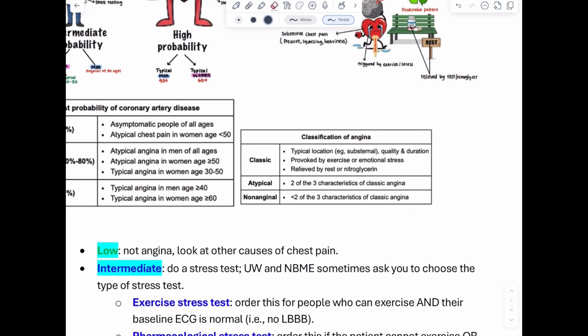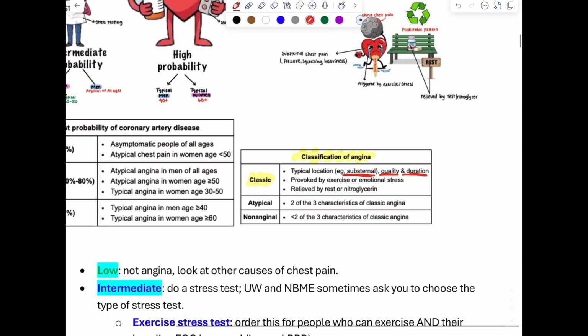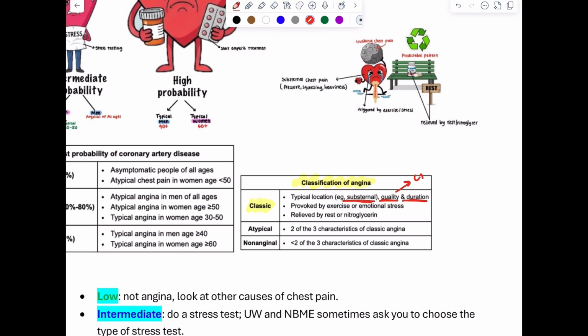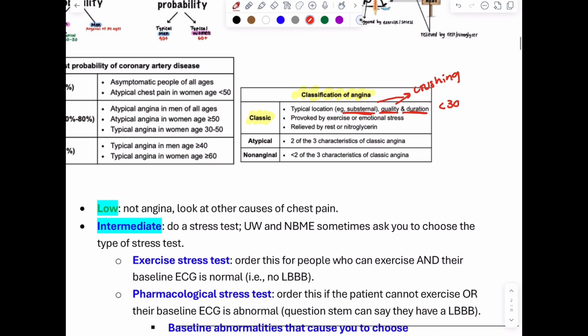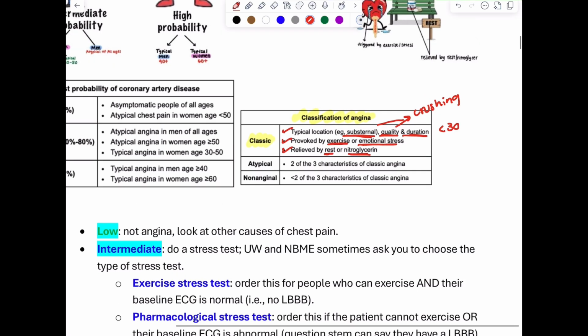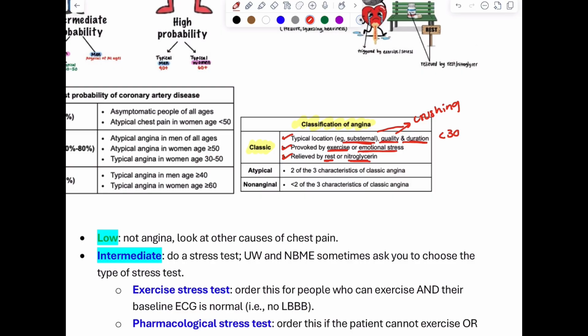So angina pain, okay, is going to be something substernal and is going to have the same quality and duration. The quality is going to be the crushing substernal pain, and the duration is going to be less than 30 minutes. And it's provoked by exercise or emotional stress, and it's relieved by rest or nitroglycerin. Okay, so this is what angina pain is like. You need to have all three for it to be angina.